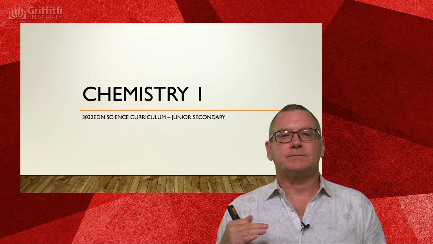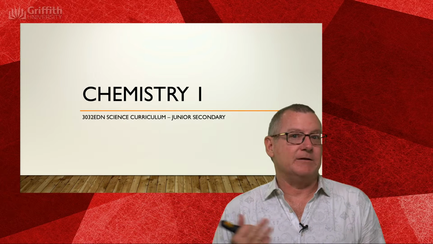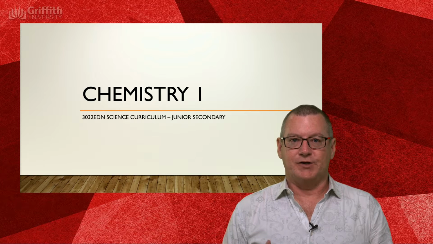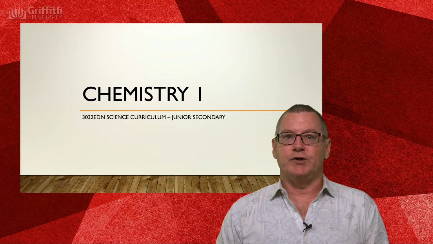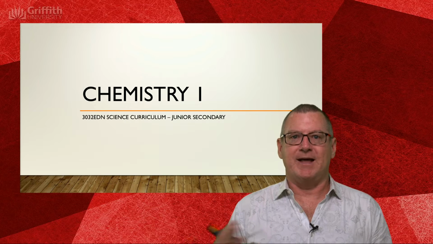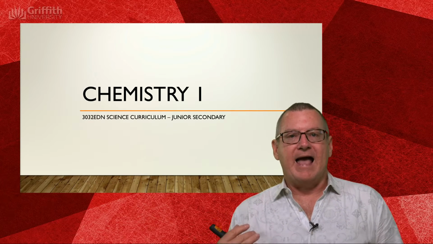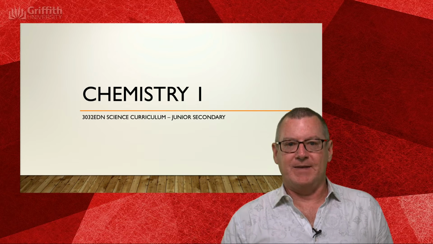So there are 4 topics, 4 fields in the science syllabus: chemistry, physics, biology, earth and space science. So what we're going to do, because we have 8 weeks and 4 topics, is spend about 2 weeks on each. So this one, I've called it Chemistry 1, and we're going to talk about some of the chemistry concepts this week, and then we'll talk about the rest of them next week.